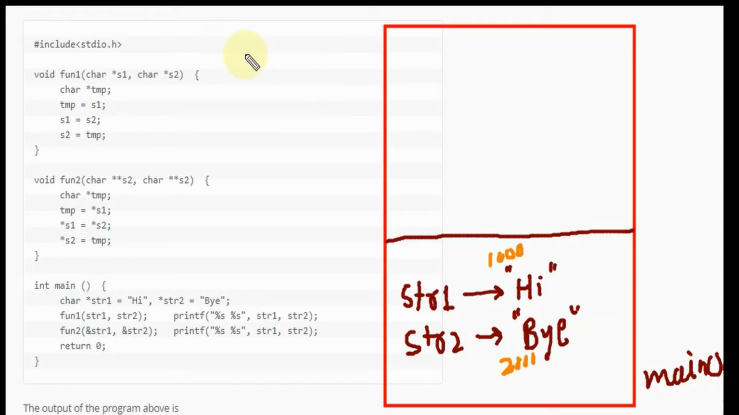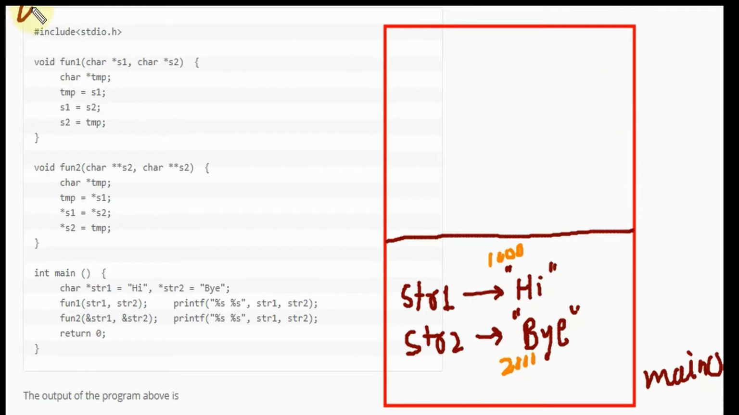This is the question that was asked in 2018. We are going to see what will be the output of it. We are given these two functions, f1 and f2. This is our main function, so I'm going to call our main function.